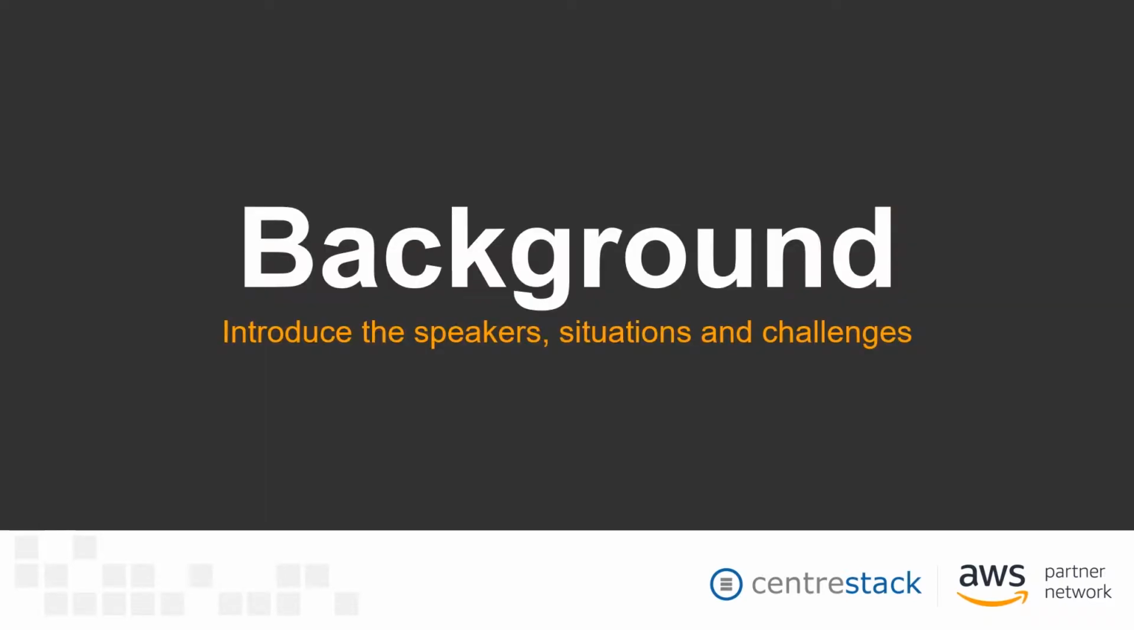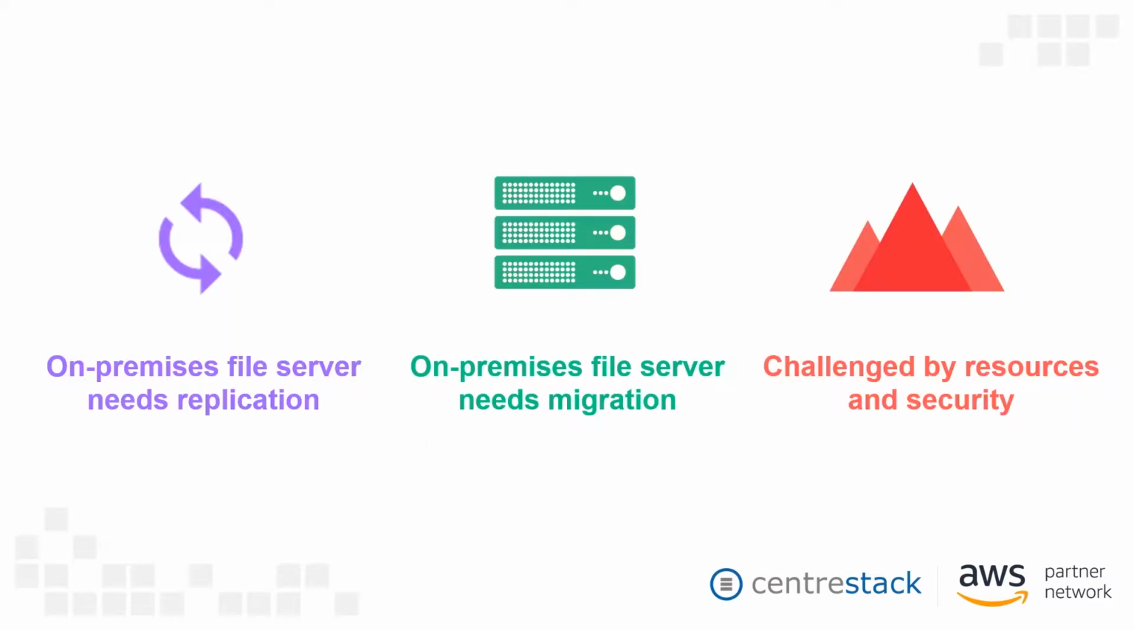Okay, before we dive into the demo, let's just take a minute to review the primary use cases. Basically, the migration we're about to show you covers two broad use cases and the challenges associated with them. For some companies, an on-prem file server needs to be replicated to the cloud to enable remote access and create a second copy of the data off-prem for business continuity.